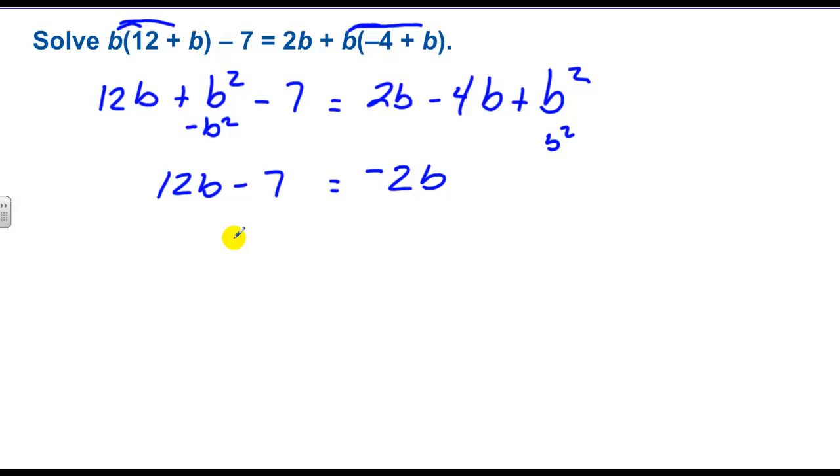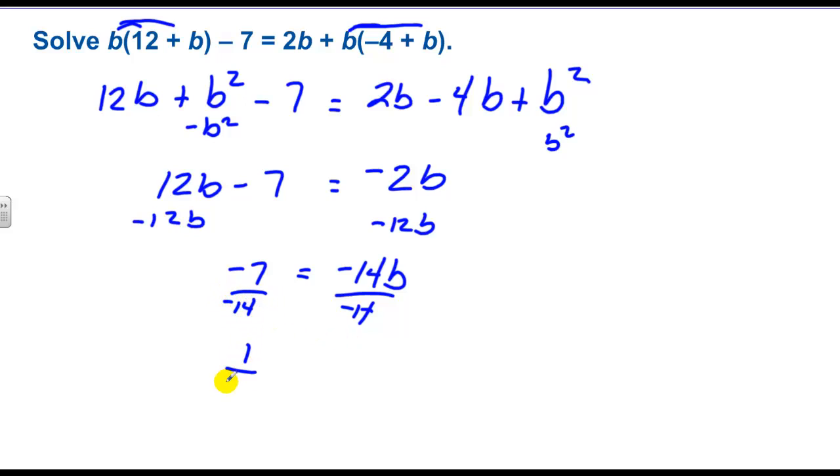minus 7. I will subtract 12b from both sides, giving me negative 7 equals negative 14b, and divide negative 14 on both sides. I get positive 1/2 is equal to b.